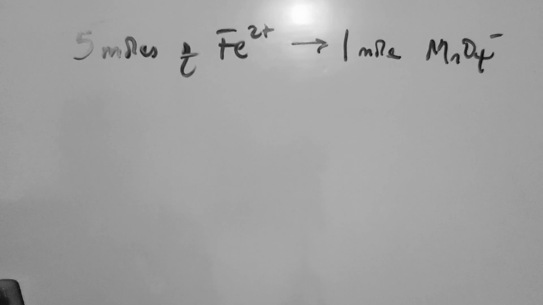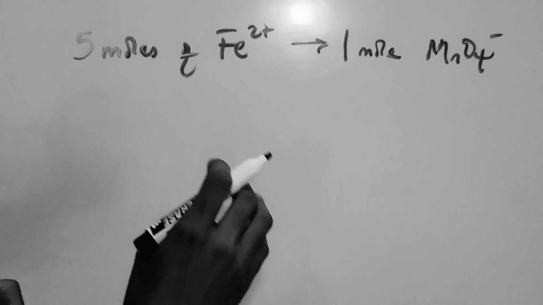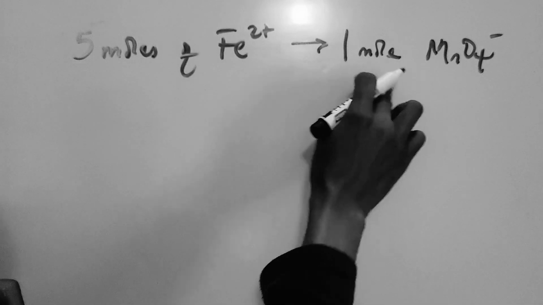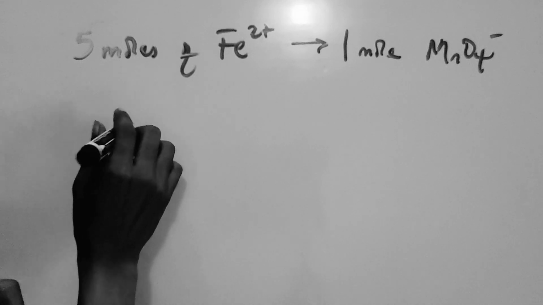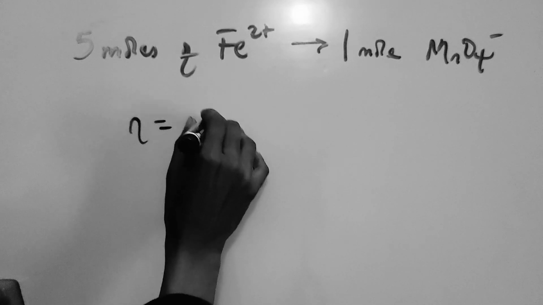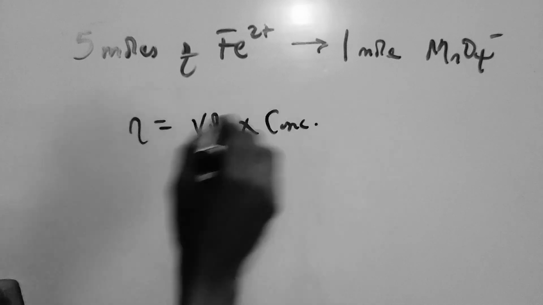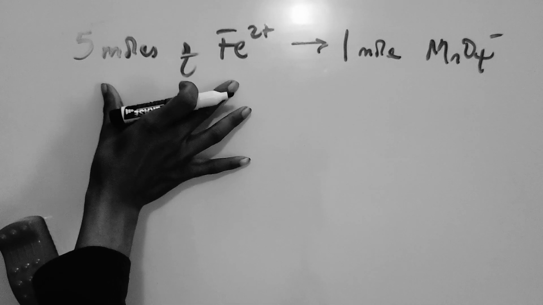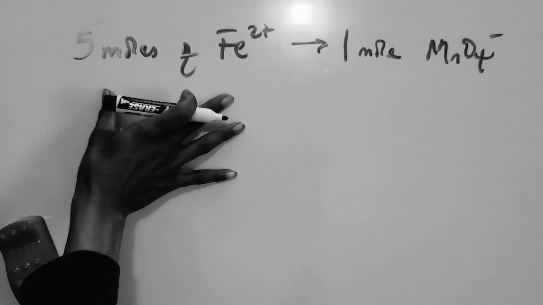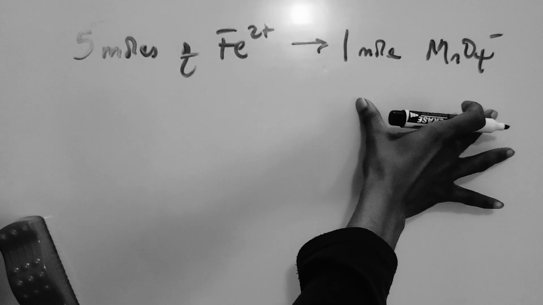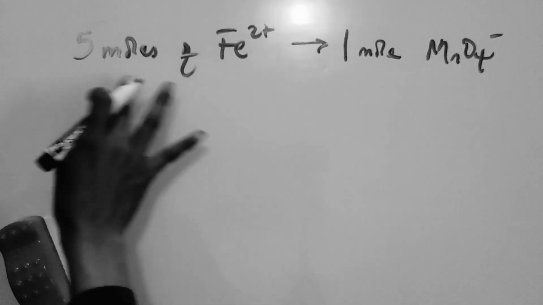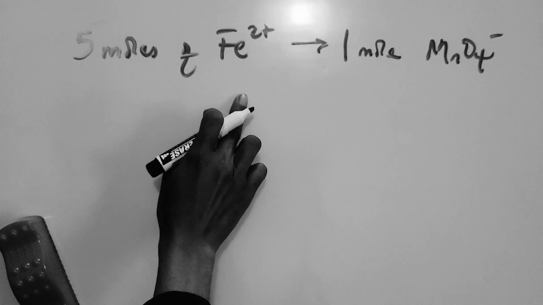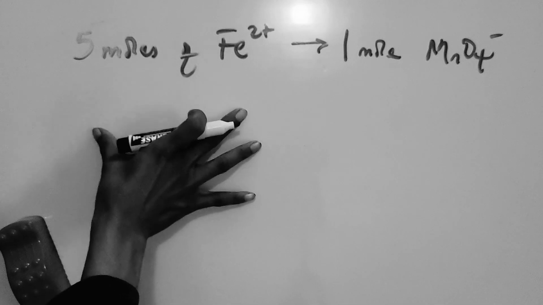There is something I want you guys to understand, and how to do these calculations much easier. This is mole, this is mole, right? There is this formula that says number of moles is volume times concentration. Bearing that in mind, I'm going to equate the volume times concentration for the iron to the volume times concentration for the permanganate, since this is number of moles, this is number of moles.